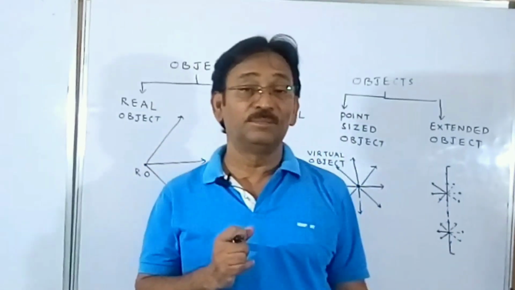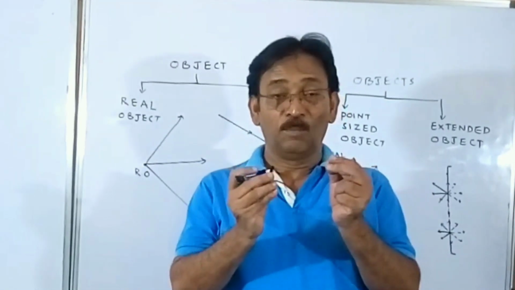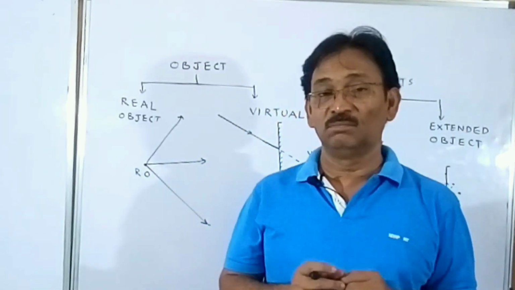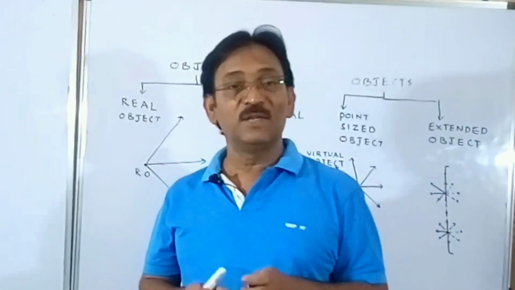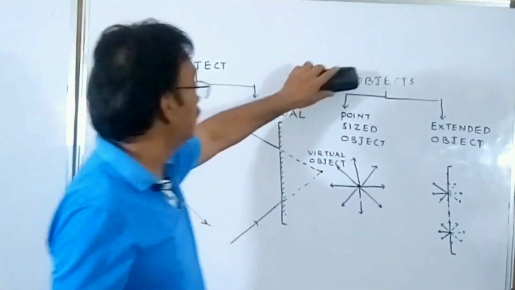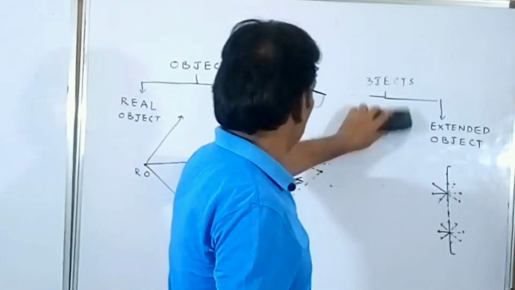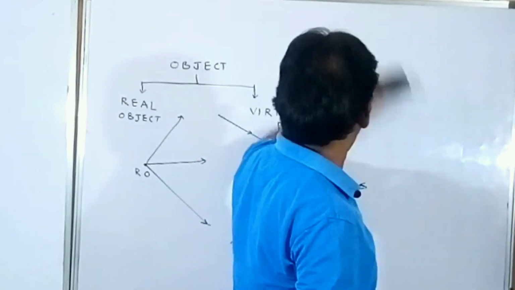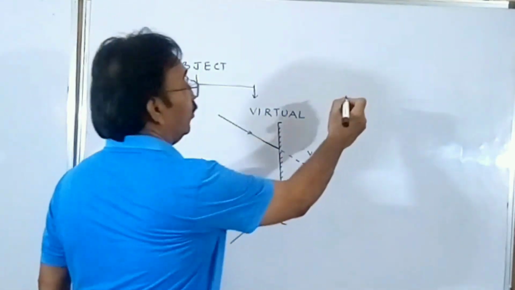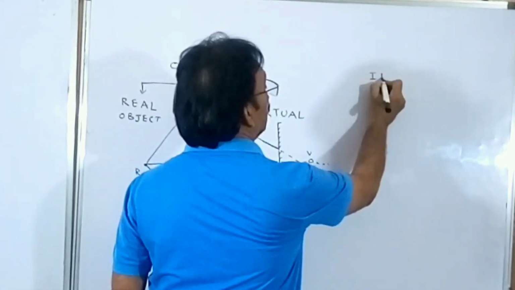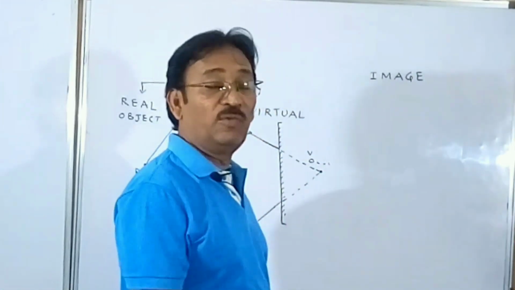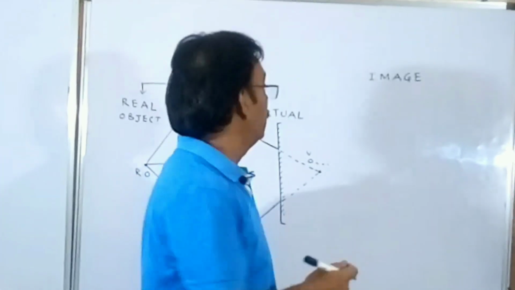An image is nothing but the point of intersection of the rays. You can understand this very easily. I hope you understood this. And we are going to learn about images now. I said an image is the point of intersection of light rays.